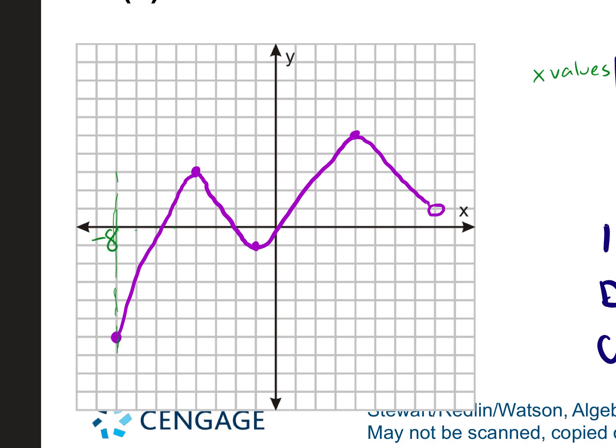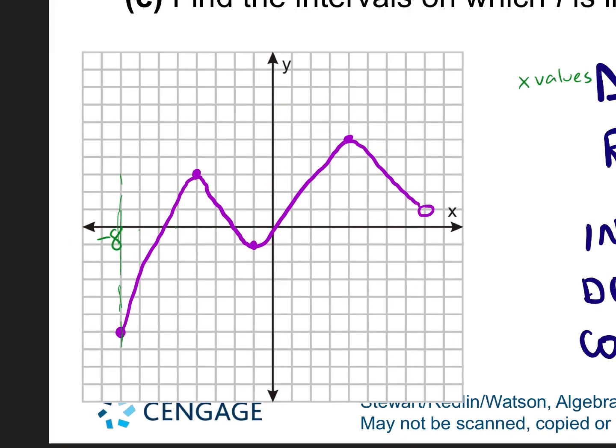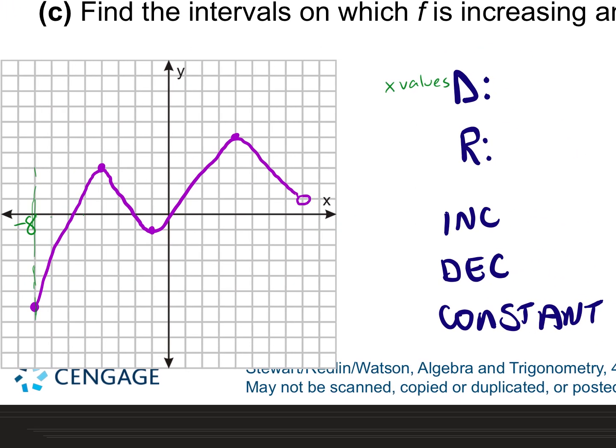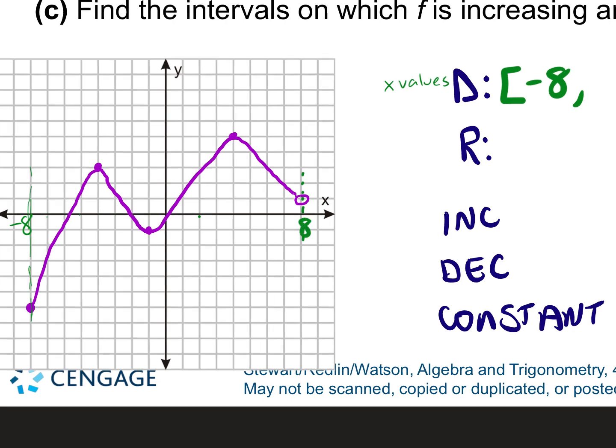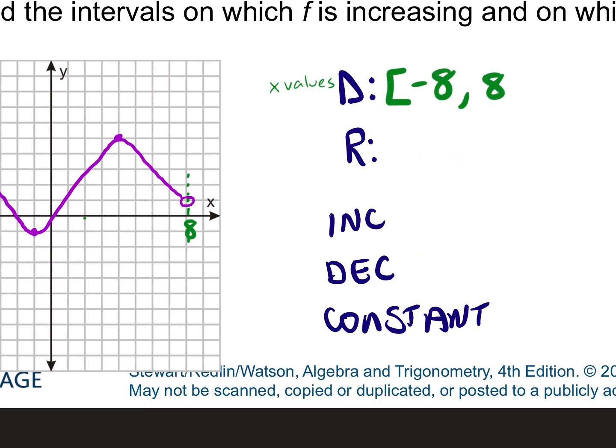-8. Would it be a bracket or parentheses at -8? It would be a bracket because it's a closed circle. So bracket, -8. And then our graph continues all the way. What is the largest x value that our graph has? 8, +8. Would +8 get a bracket or parentheses? Parentheses, because that's an open circle.